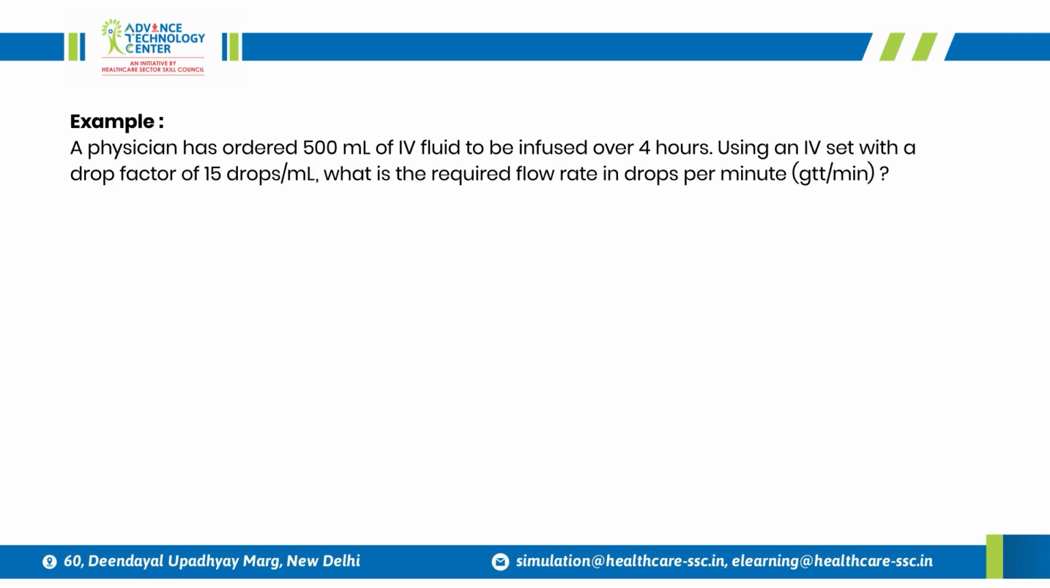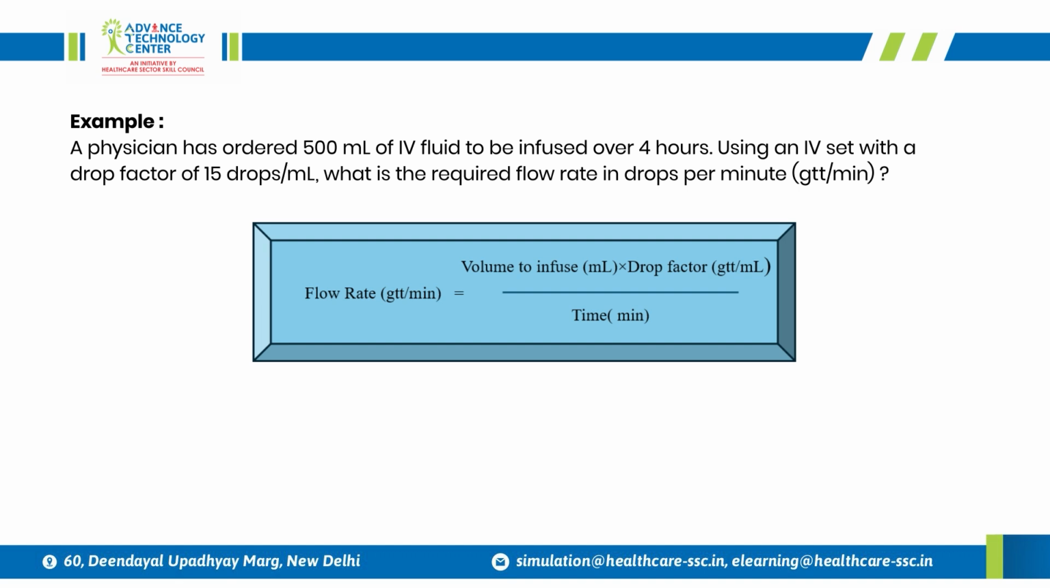Example. A physician has ordered 500 milliliters of IV fluid to be infused over 4 hours. Using an IV set with a drop factor of 15 drops per milliliter, what is the required flow rate in drops per minute? First, multiply volume by drop factor. 500 times 15 equals 7,500 drops total.